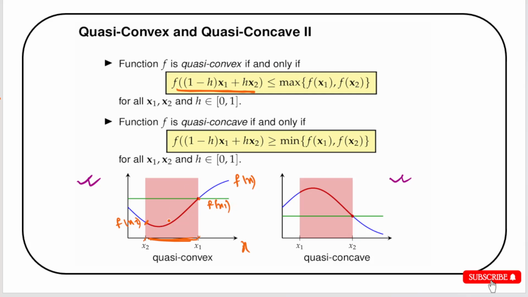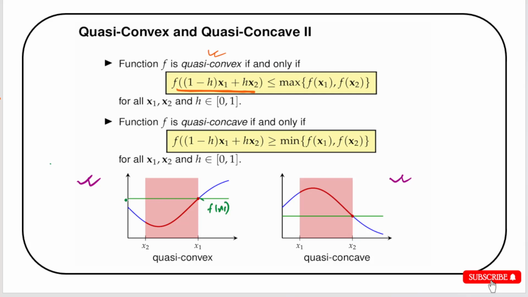So what is the max value here? Max value is f(x1) here. So it says if the entire function lies below this max value, which is f(x1) here, the function is quasi-convex. Let me again repeat that for you. How to check graphically whether a function is quasi-concave or quasi-convex? Find out the max value of f(x1), f(x2). Here if you see, f(x1) is the max value, right?